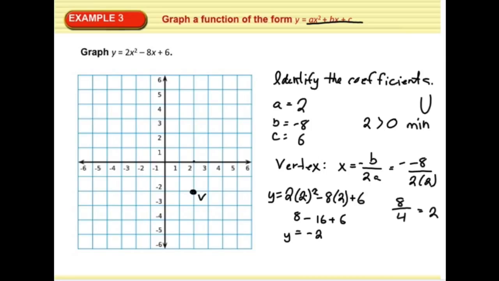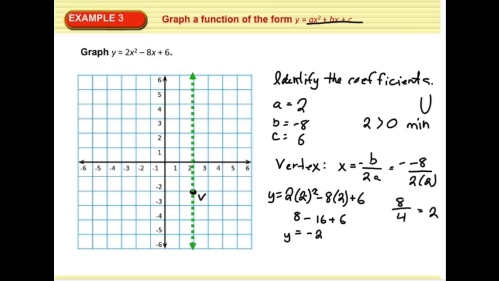Then I can draw my axis of symmetry. My axis of symmetry is vertical. It goes right through the vertex. So I can really do this however I want, but I'm just going to do that for you so you can see it. You don't have to draw it. A lot of people like it just as a frame of reference to figure out where your middle point is.